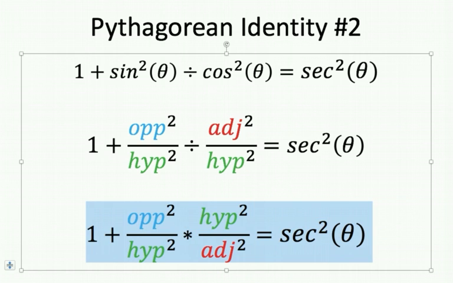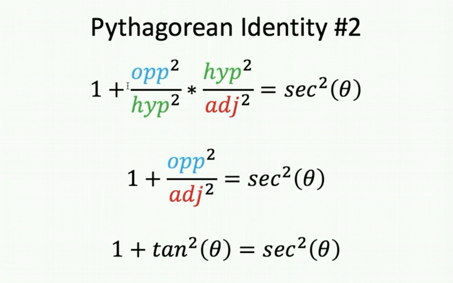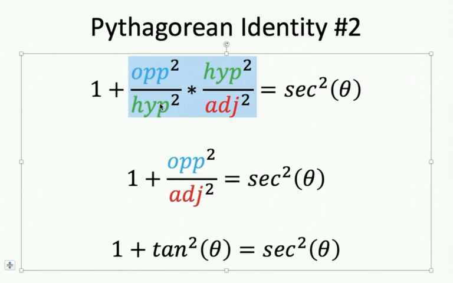Okay, let's continue simplifying that. Multiplying these 2 right here, your hypotenuse squared would cancel out with your hypotenuse squared. This is times hypotenuse squared, and that fraction is divided by hypotenuse squared. So hypotenuse squared divided by hypotenuse squared just becomes 1. And then you have opposite squared still on the top and adjacent squared still on the bottom, which is right here.